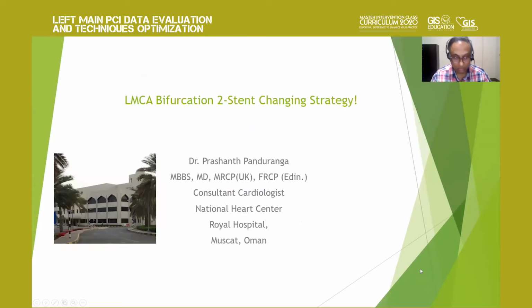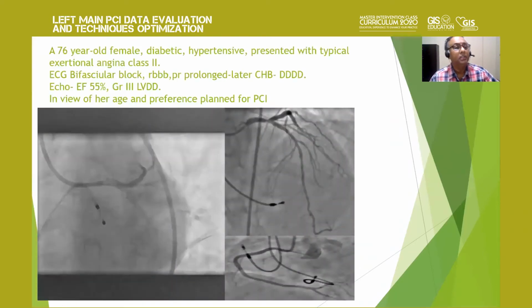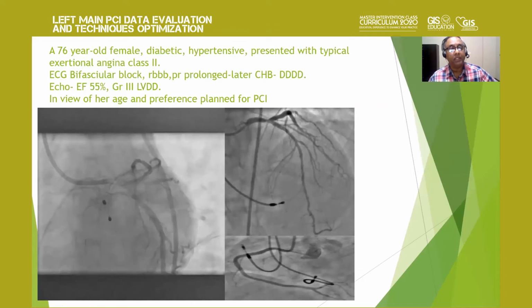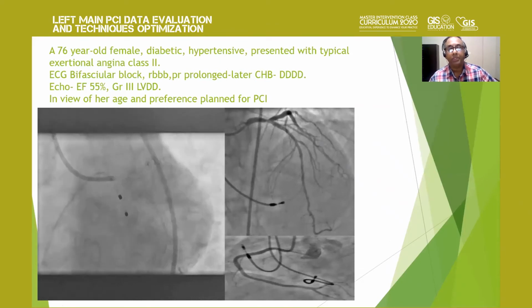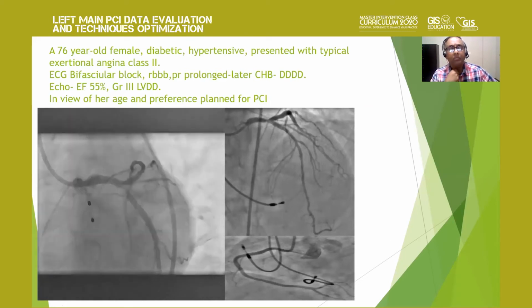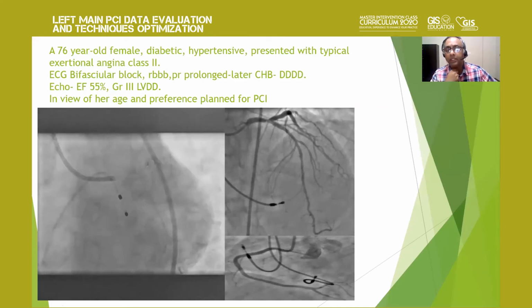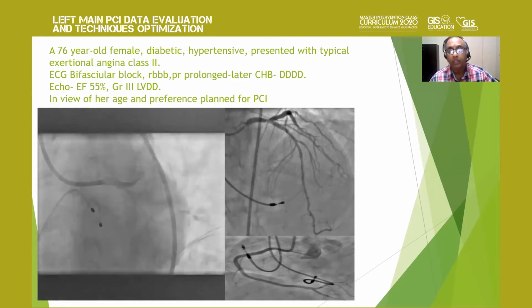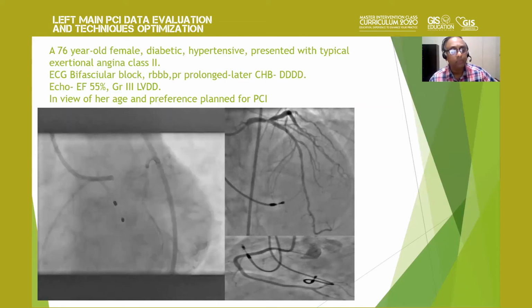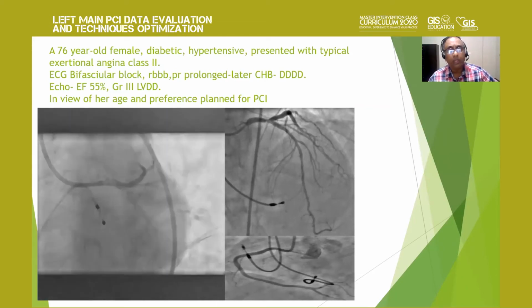So here I have an elective patient. Unfortunately, I'm sorry, IOS catheters were not available intermittently, we don't have that. This is a 76-year-old female, diabetic and hypertensive, presented with exertional angina. Her other unrelated issue was an ECG showing a bifascicular block, RBBB, PR prolongation. Later, she went into a complete heart block and needed a DDD pacemaker. Her echo showed good LV function with diastolic dysfunction.